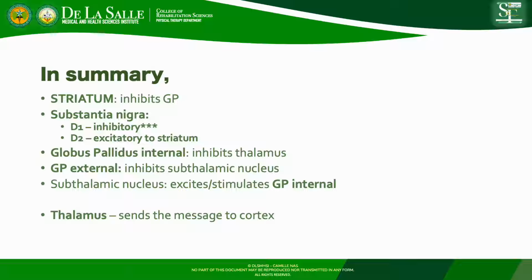And then lastly, the thalamus. The thalamus is the connection of the basal nuclei, efferent or outflow or output to the cortex. So if there's stimulation of the thalamus, it will be relayed as excitatory output. If there's inhibition of the thalamus, it will be relayed as inhibitory output to the motor cortex. So it's like it's the sender of message from the basal nuclei to the cortex.